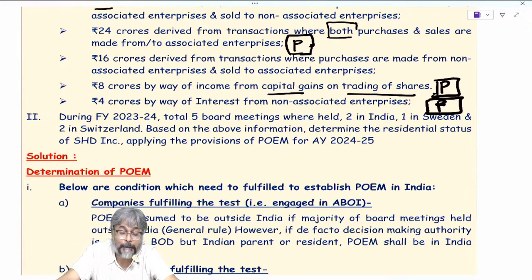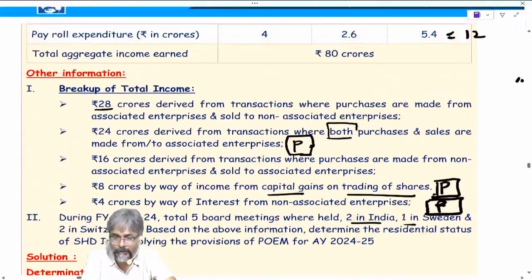The conclusion is that the POEM is presumed to be outside India, provided the majority of the board meetings are not taking place in India. Majority of the board meetings are taking place where? Outside India. So see over here, total 5 board meetings are held. 2 in India, 1 in Sweden and 2 in Switzerland. So total outside India is 3. Majority is outside India, and hence POEM is also outside India.